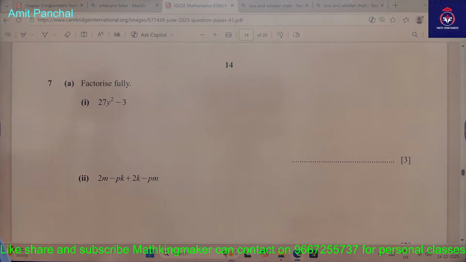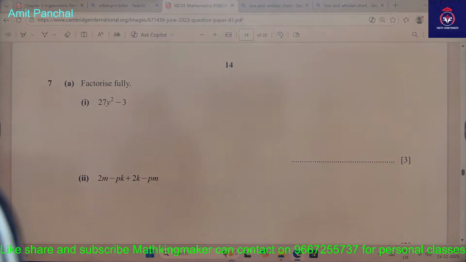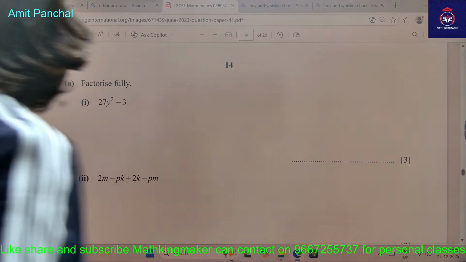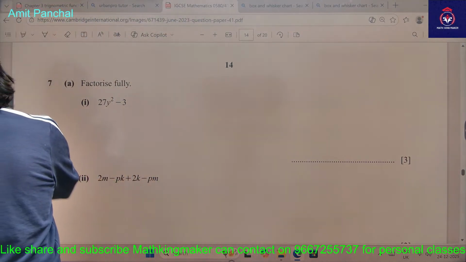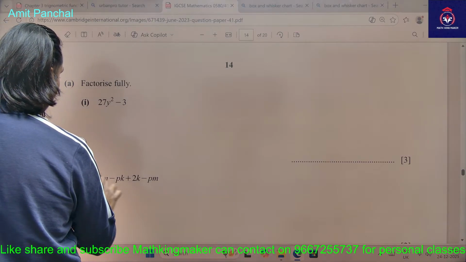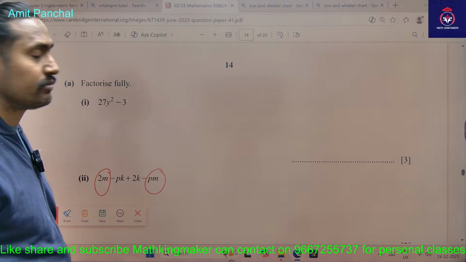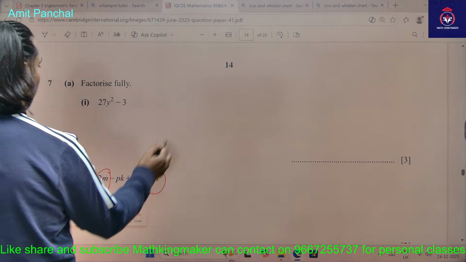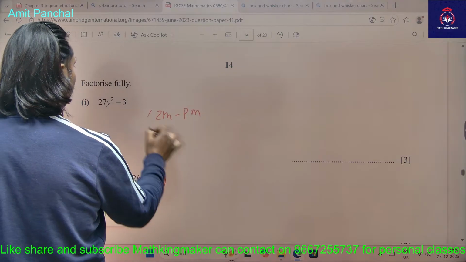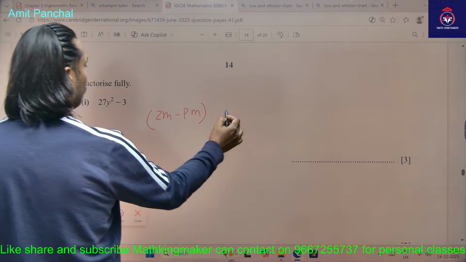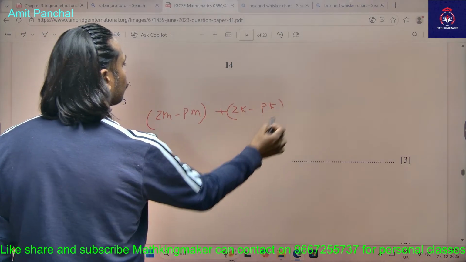And the second part? I don't know how. Just make pairs. What pair has a common thing? Some common is there, like 2m and pm. They have common m. So we'll arrange it: 2m minus pm, and the next one, 2k minus pk.